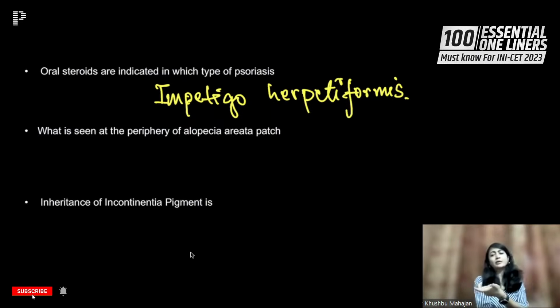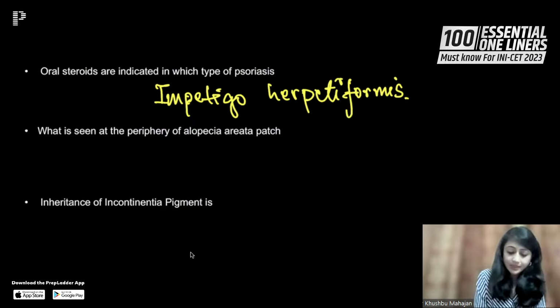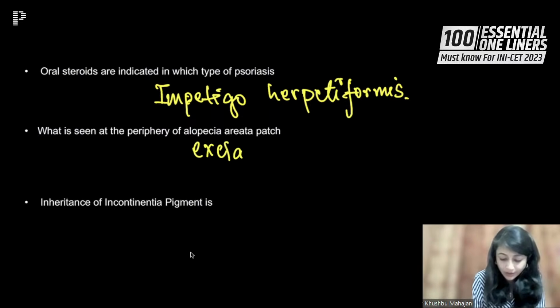What is seen at the periphery of alopecia areata patch? Very, very easy question. What do you see at the periphery of alopecia areata patch? Exclamation mark here. Absolutely right.